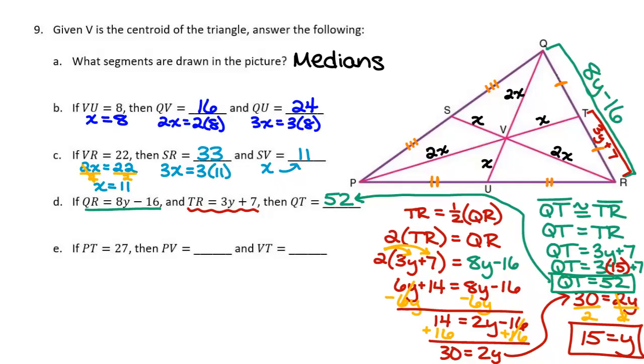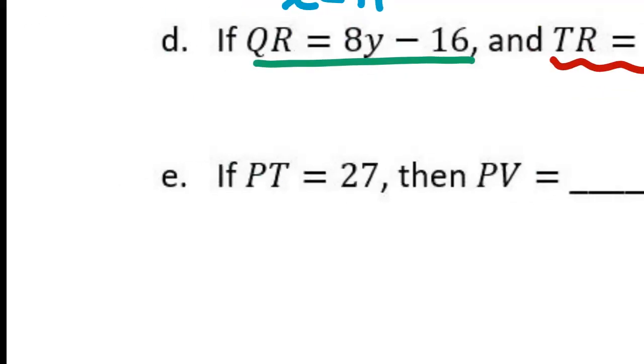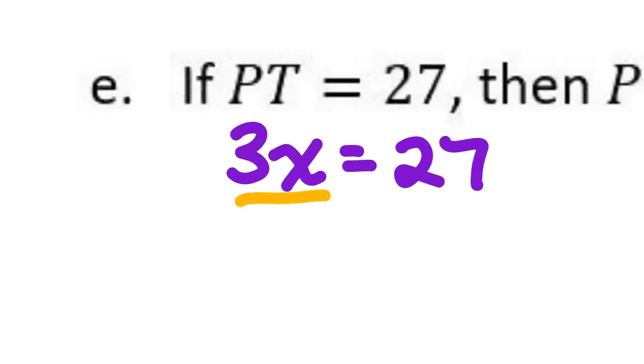All right, one last part to this question to solve. Is PT a side, a median, or part of a median or a side? PT is a median right here. How many x's is it then? 3x. So I have 3x equals 27. Well, if 3x is 27, then how big is x? X is 9.